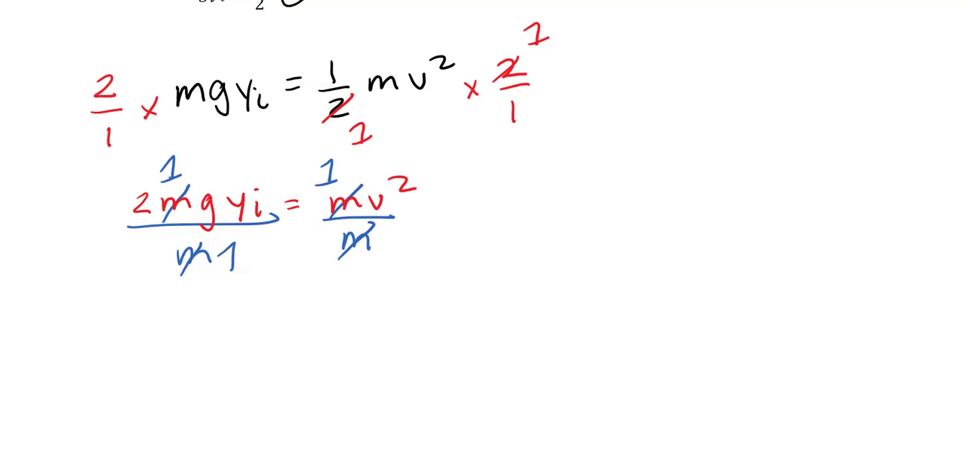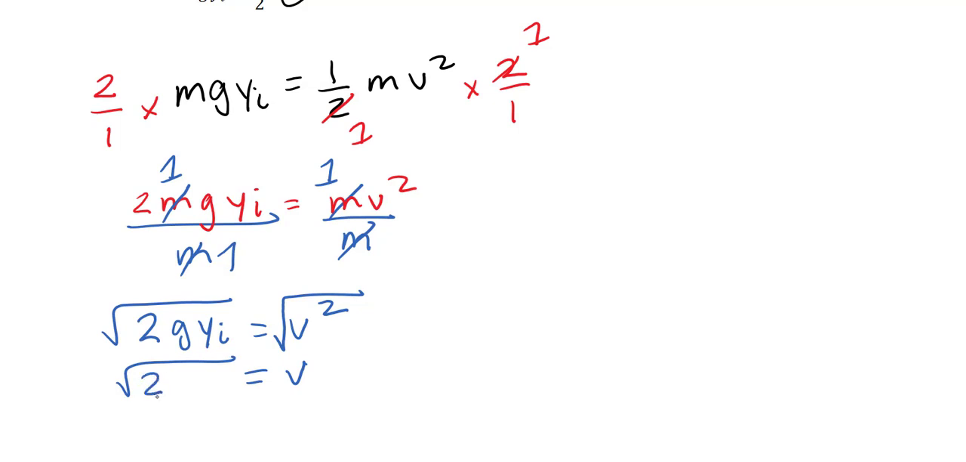So now we have 2gyi is equal to v squared. Then we solve for v by taking the square root on both sides. So v then becomes the square root of 2gyi. And this is the answer to our first part that we need to solve for.